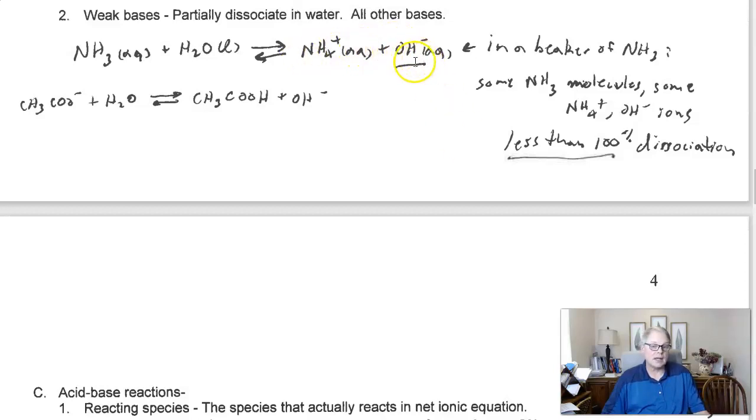But you do end up with some OH minus. That's what makes it a base. The fact that it breaks up less than 100% is what makes it a weak base. And that's what strong and weak mean here. They don't mean concentrated versus dilute.